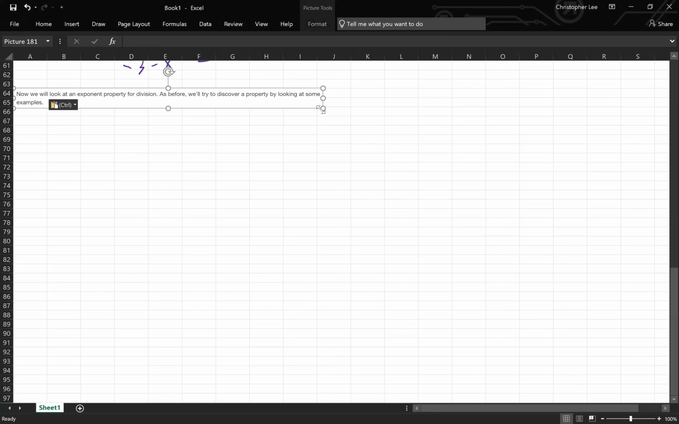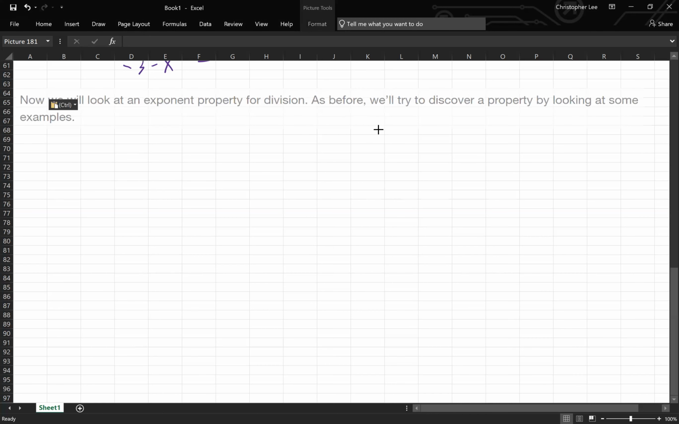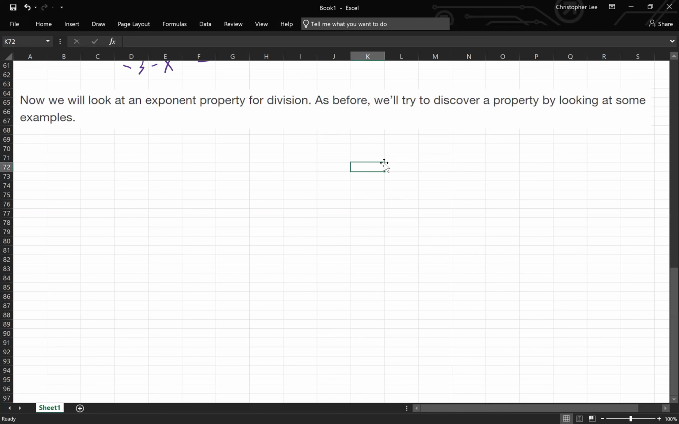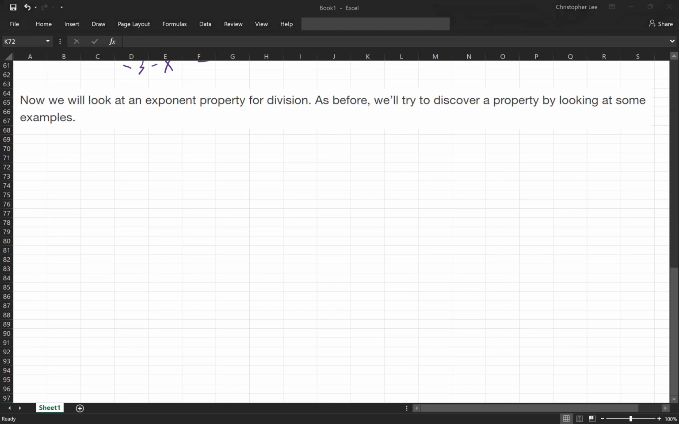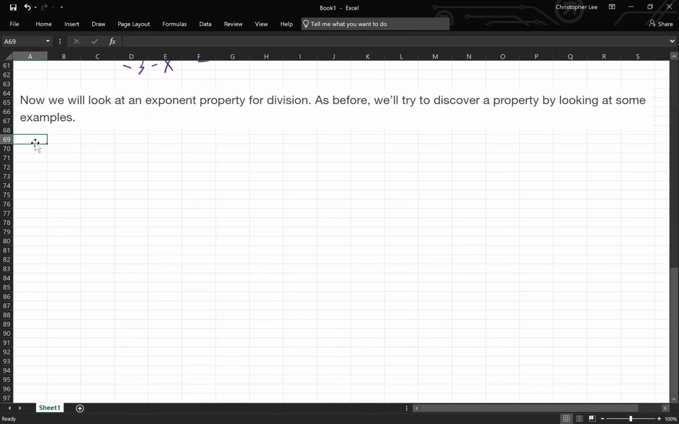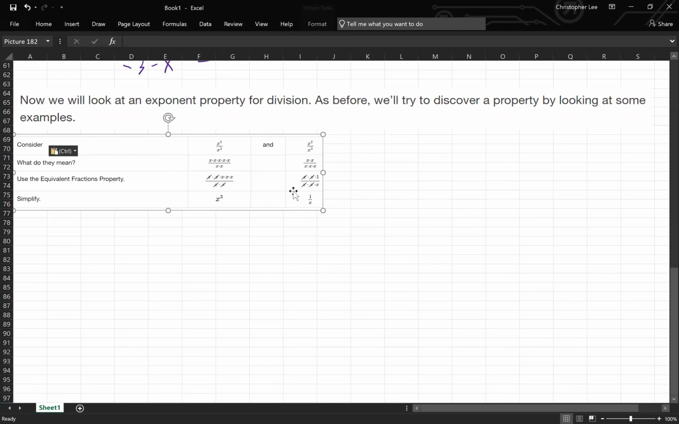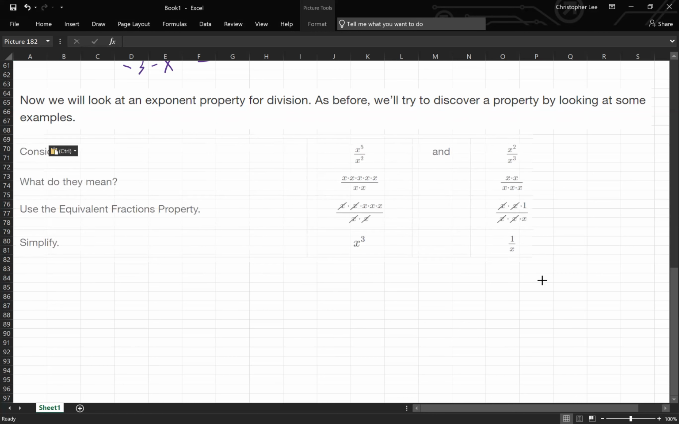So let's start off here. Now we will look at an exponent property for division. As before, we'll try to discover a property by looking at some examples. So here's an example real quick. Make that a little bit bigger.